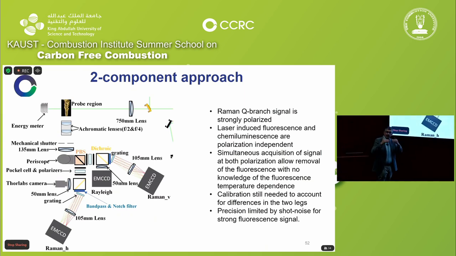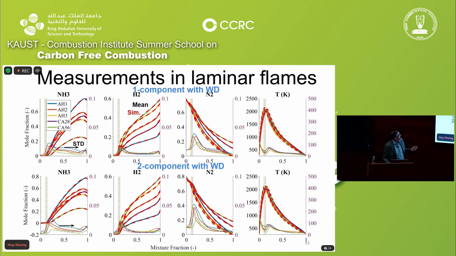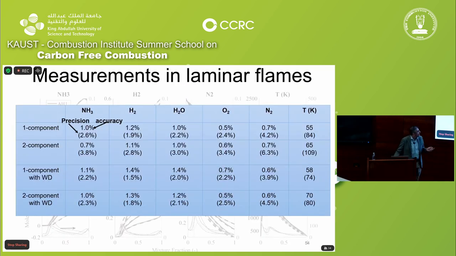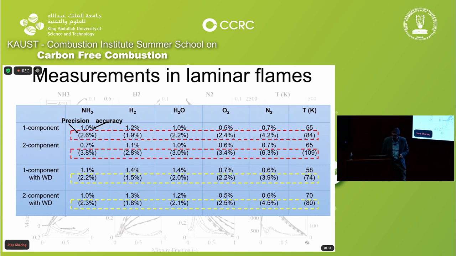If you have a strong fluorescent signal, you're subtracting two large quantities to get a relatively small number. So if you have a chance to reduce your fluorescence interference, it is always better than trying to correct for it. But the results are still very accurate in terms of accuracy. This is, again, a selection of different flames. In terms of precision, after we apply some wavelet denoising to the spectra, we're again down to about 2% for most of the species and about 70 Kelvin in temperature. And again, this is due to this strong fluorescence interference.